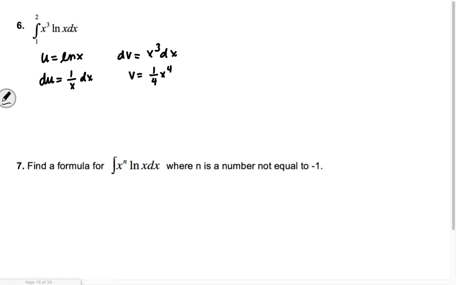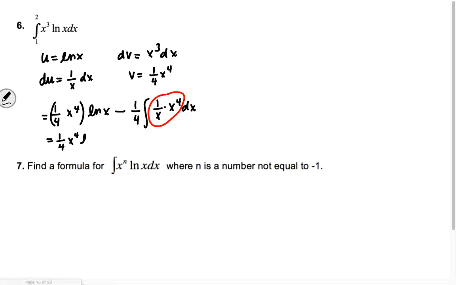So uv is going to be 1/4 x to the 4th times natural log of x minus the integral of v du. I'm going to pull out that 1/4, and I'm going to have a 1 over x times x to the 4th dx. This 1 over x times x to the 4th is going to simplify before I do the next step. Can you see what that is? You can just cross it out and write the new one if you want. It's going to become x cubed. So what happens when I integrate x cubed? What do I get?